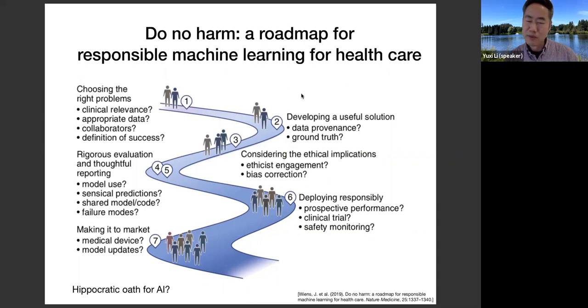Ethics, morality. Maybe for doctors we need to take an oath, but maybe for AI practitioners we probably also need to take some kind of oath, so as to follow the ethics.